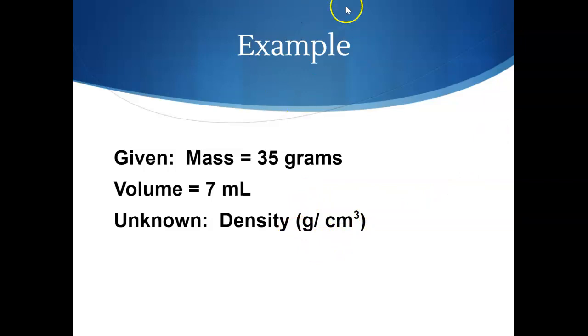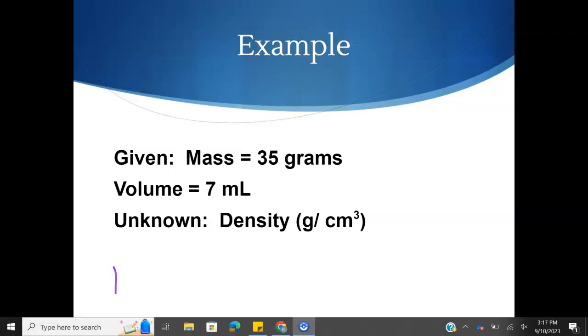Okay, so let's just rewrite our density formula here. So density is mass over volume. And now we're just going to plug it in. Okay, so we're going to have 35 grams. Try to do this as neat as possible with my mouse. And then our volume is 7 mils. Okay.